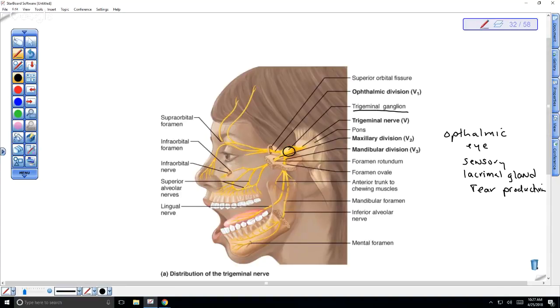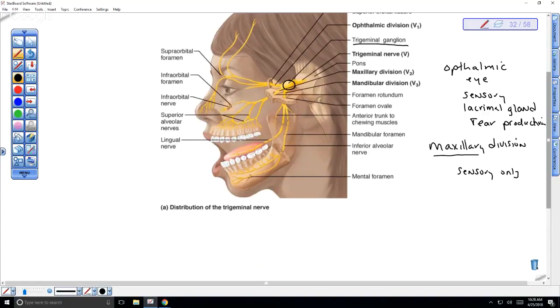We also have a maxillary division. The maxillary means it is the upper jaw. And so notice how this one would innervate kind of the cheek, but it would also innervate the teeth. So this is sensory. So if you have a really bad toothache, then this is the nerve that is going to be sending pain impulses into the central nervous system. And so this is sensory only.